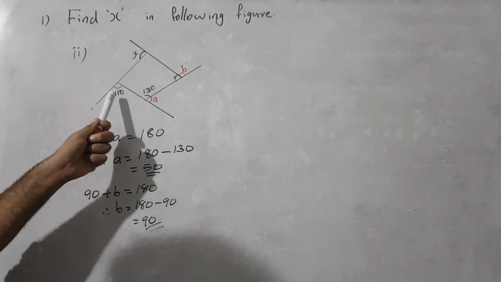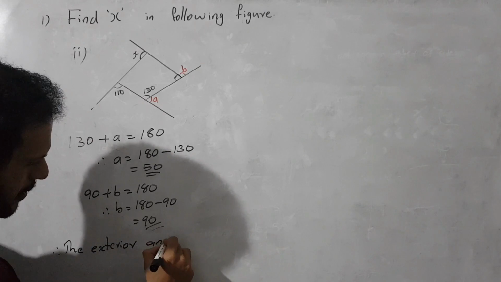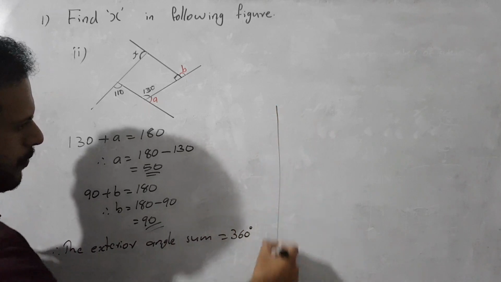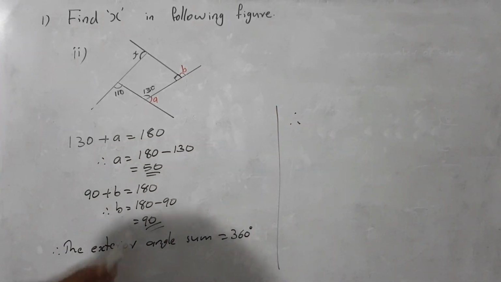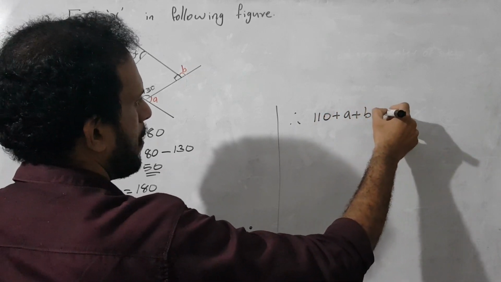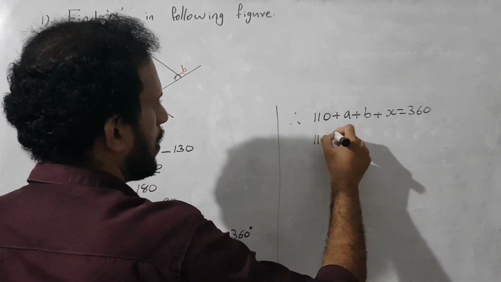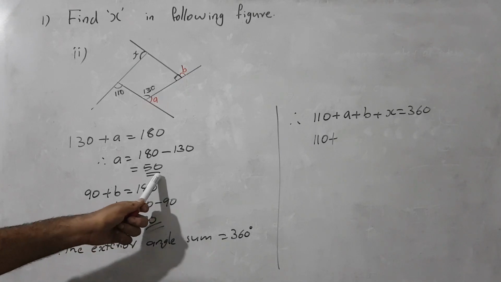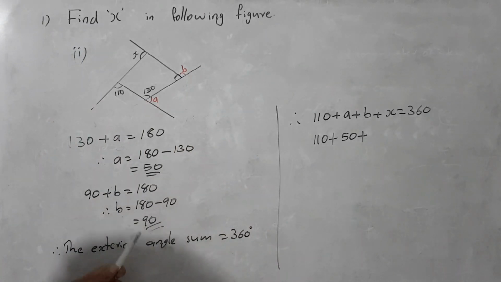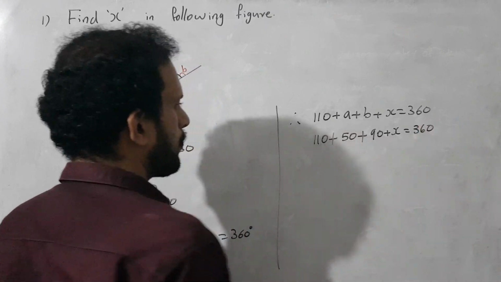Then we apply the angle sum. So we write as previously. The exterior angle sum is equal to 360 degrees. Therefore, the exterior angles are 110 plus a plus b plus x is equal to 360. That is 110 plus, what is the value of a? a is equal to 50. 50 plus, what is the value of b? b is 90, plus x is equal to 360.